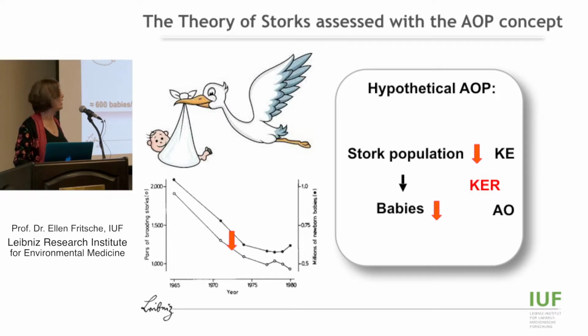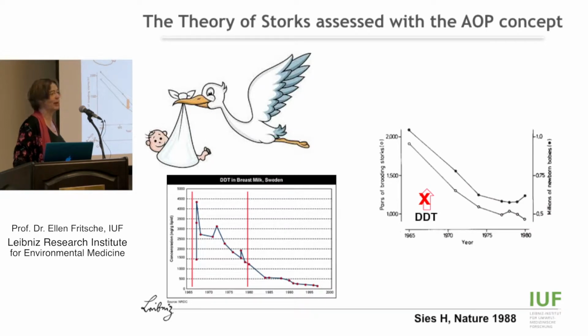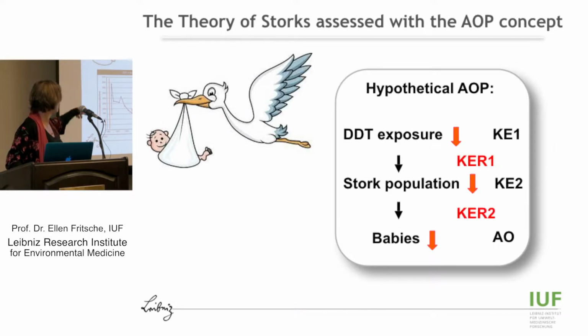And so our hypothetical AOP would be, if the storks are really bringing the babies, then a falling stork or declining stork population should lead to a decreased number of babies in West Germany. Well, and I found another graph actually, which is measuring the amount of DDT in breast milk. This is Sweden, this is not Germany, but the red bars here are showing the same time period as the graph I showed before.